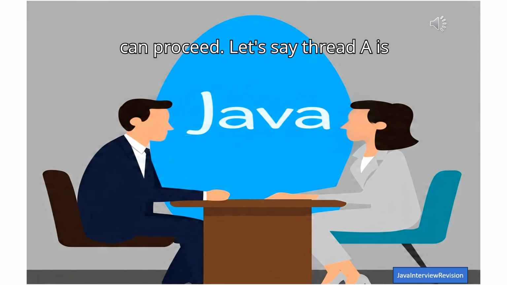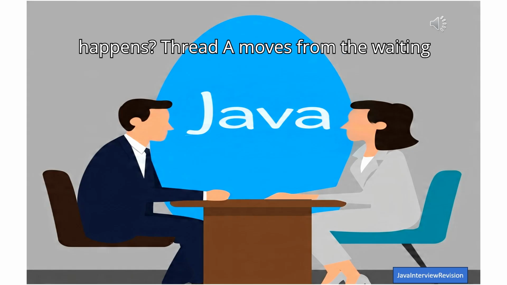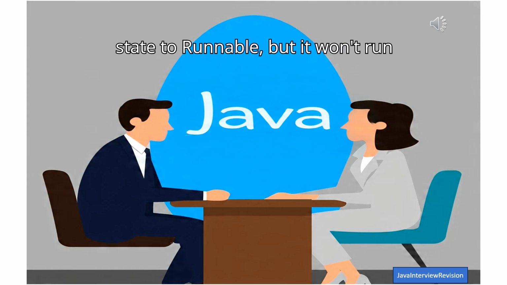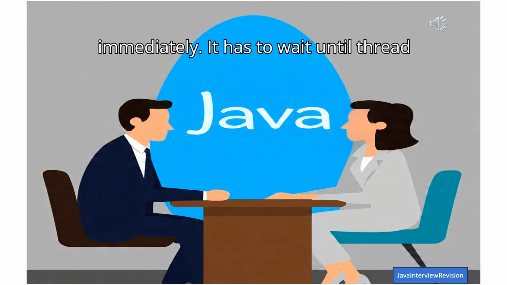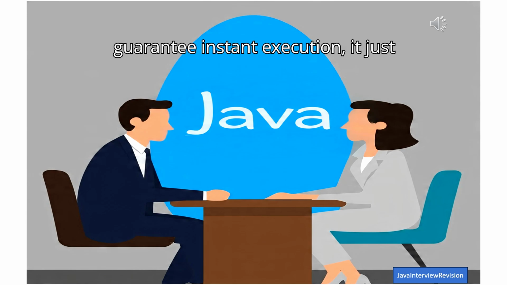Let's say thread A is waiting and thread B calls notify. What happens? Thread A moves from the waiting state to runnable, but it won't run immediately. It has to wait until thread B releases the lock. So, notify doesn't guarantee instant execution, it just signals readiness.